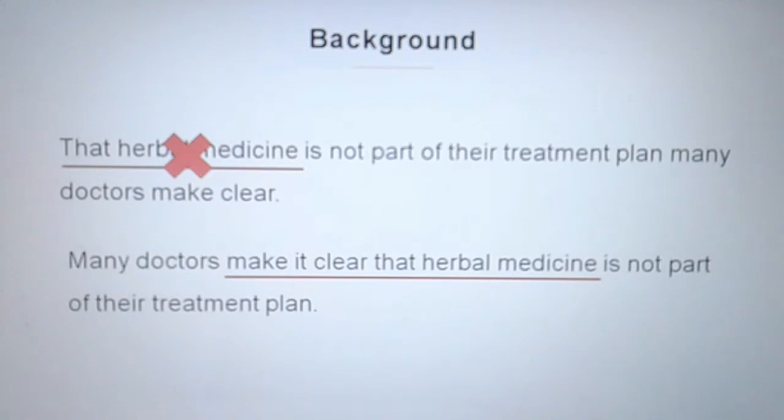If you compare both sentences, which one do you think is better? The second one, huh? Yeah, because we use the help of preparatory it to make the sentence look natural and better than the first one.